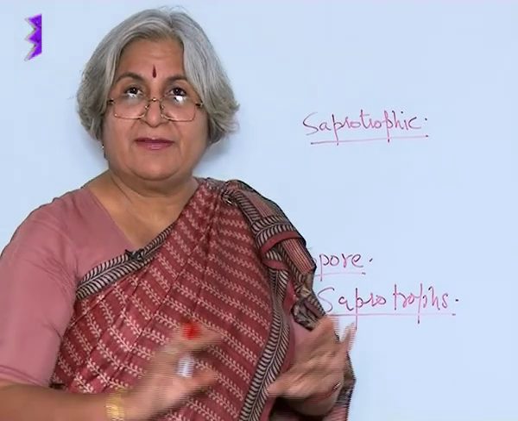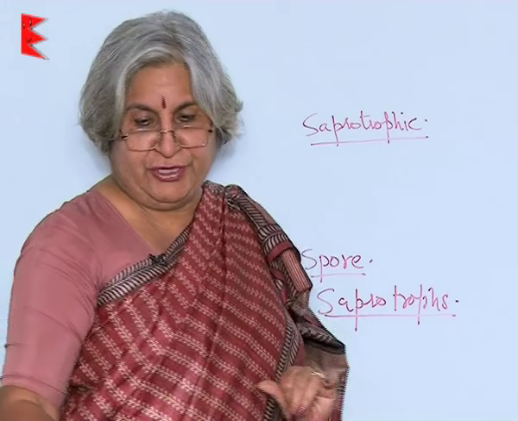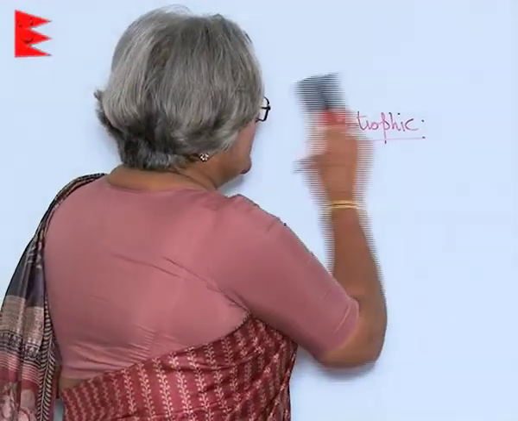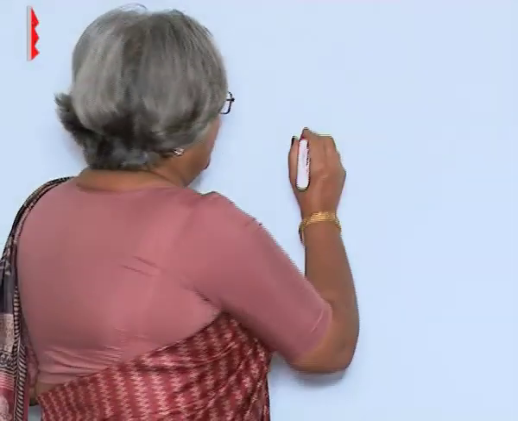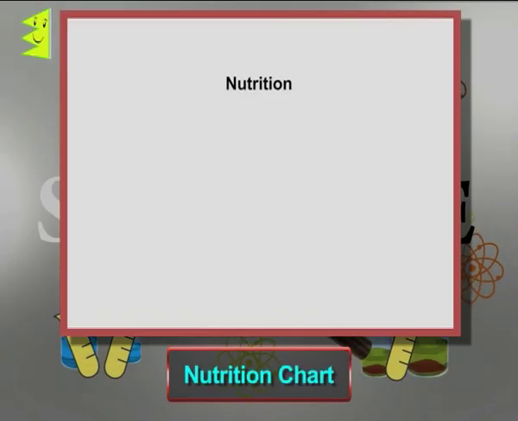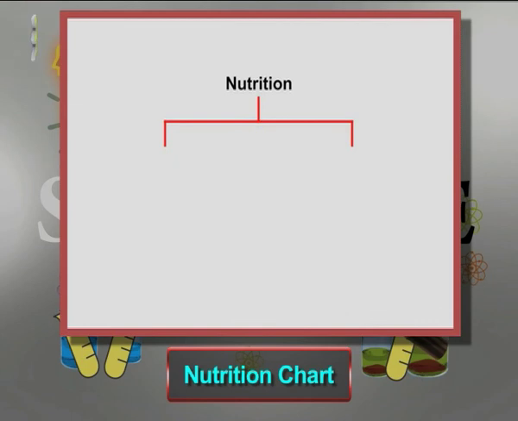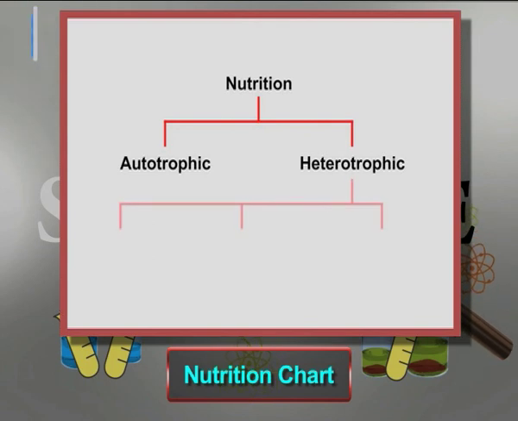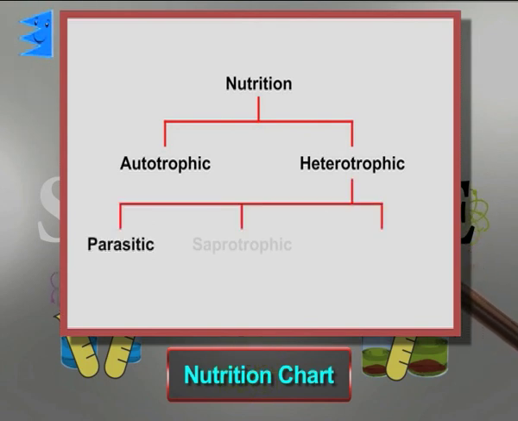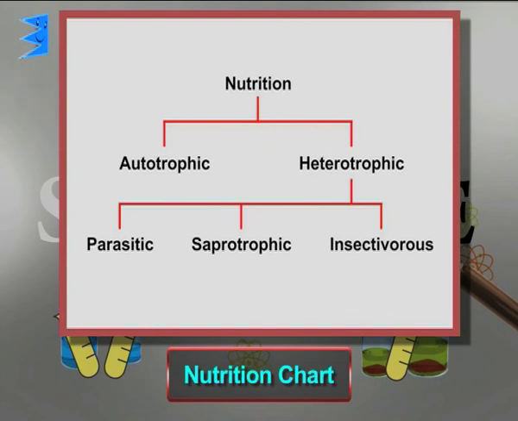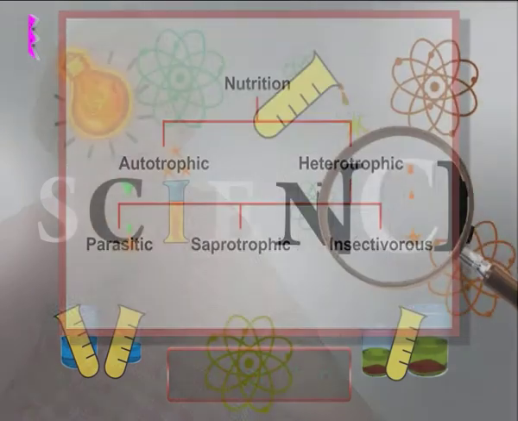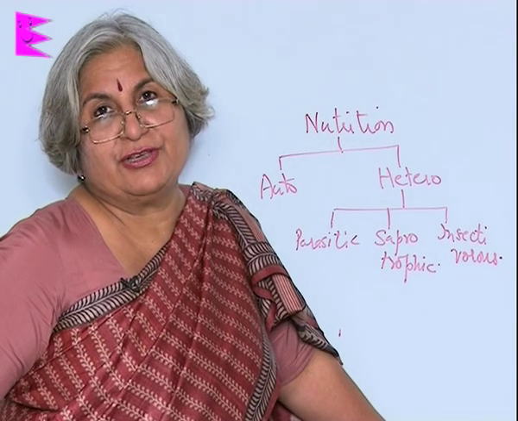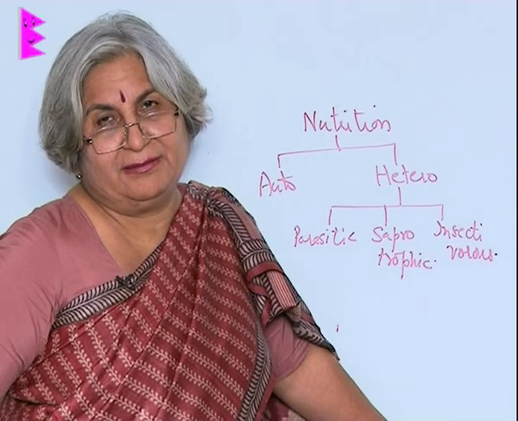So now we have studied different types of nutrition, and if we want to make a chart for this, it can be something like this: nutrition, two types, autotrophic, heterotrophic. Hetero again: parasitic, saprotrophic and insectivorous. So this is how the nutrition of an organism can be.